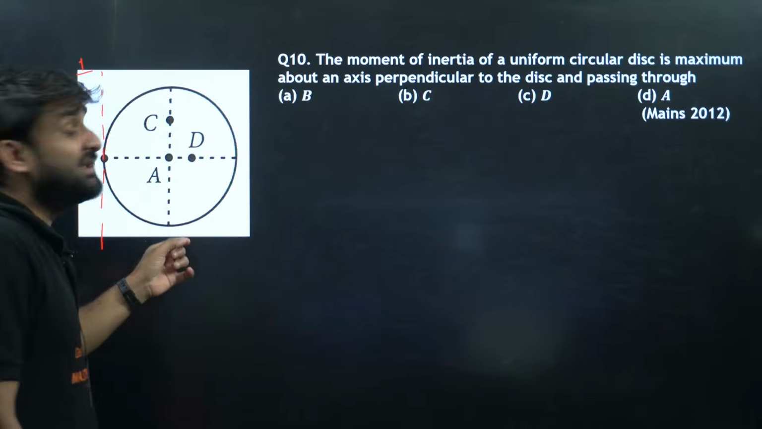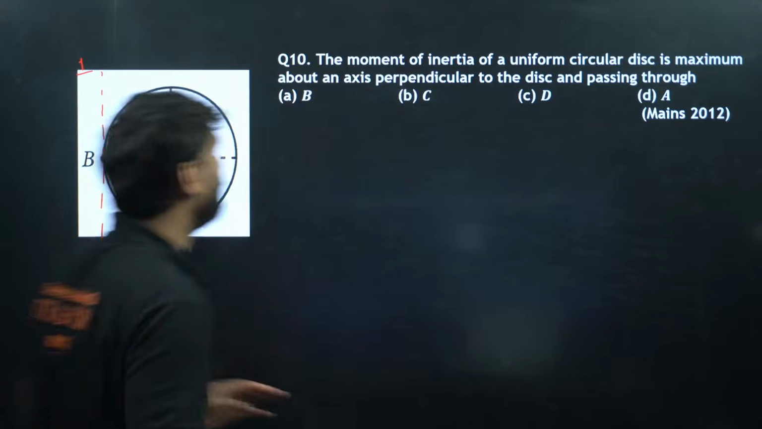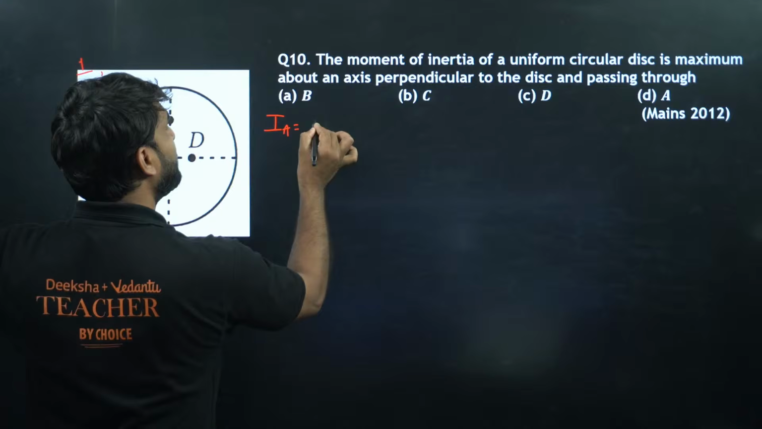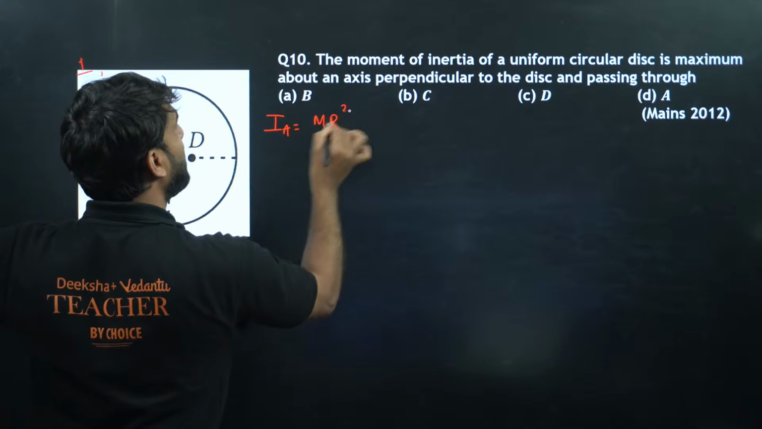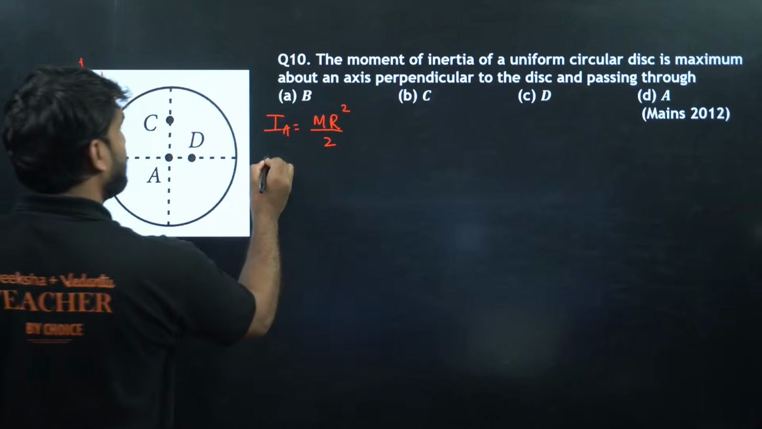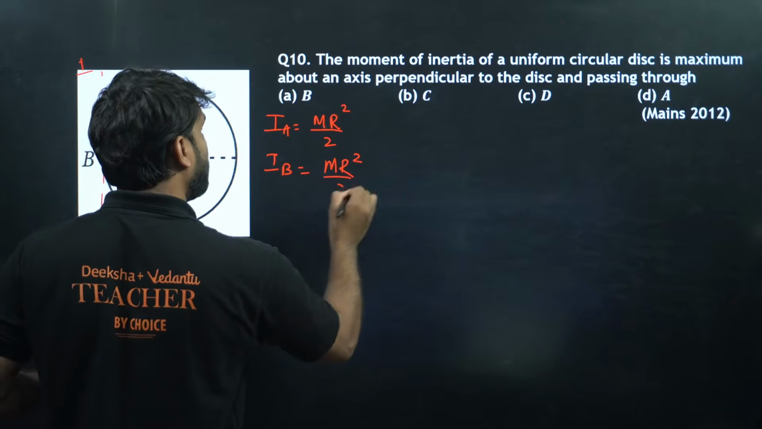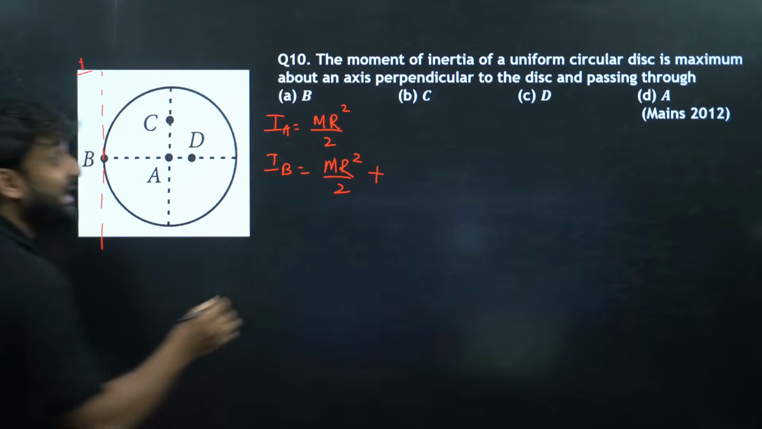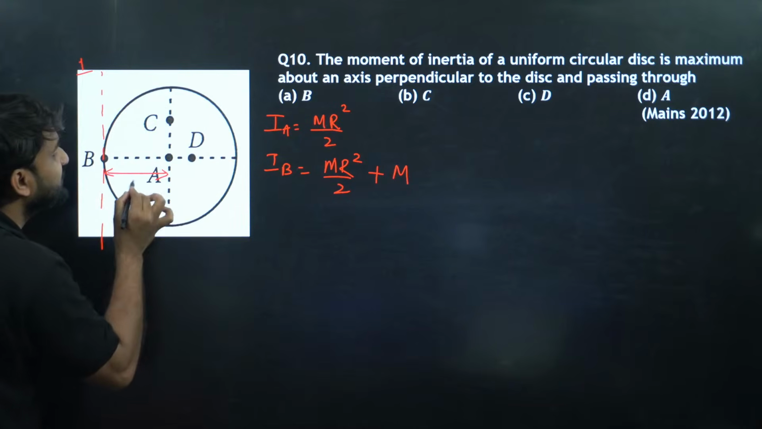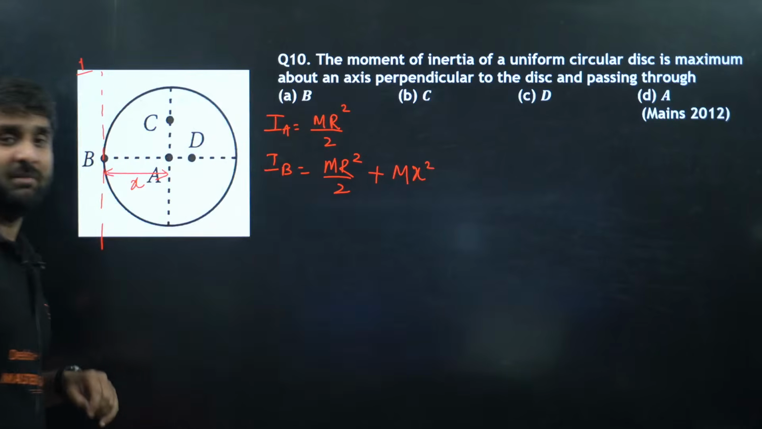So which point is at the farthest point from the center? If you apply the moment of inertia at point A, it will be mr square by 2 only. Why? Because A is itself the center. If you find the moment of inertia at B, that will be mr square by 2 plus m into this distance. Let's say this is x, so we write mx square, right?